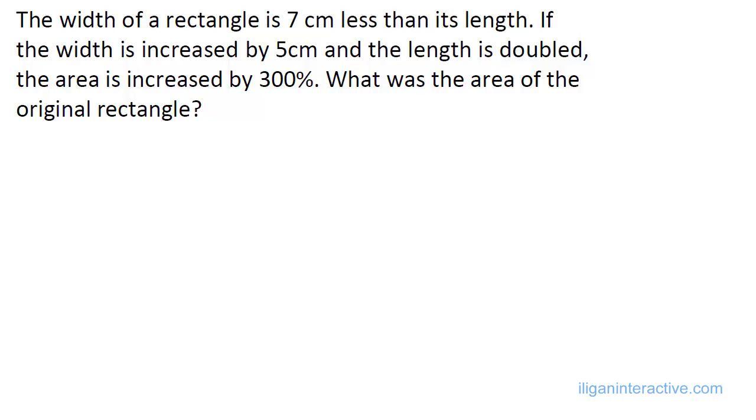The width of a rectangle is 7 cm less than its length. If the width is increased by 5 cm and the length is doubled, the area is increased by 300%. What was the area of the original rectangle?